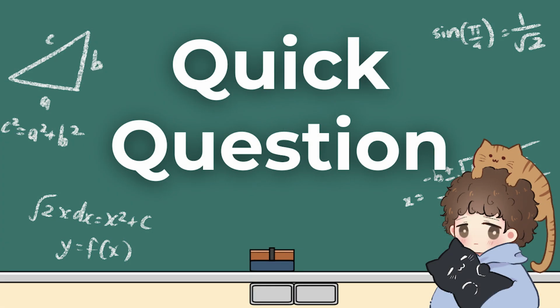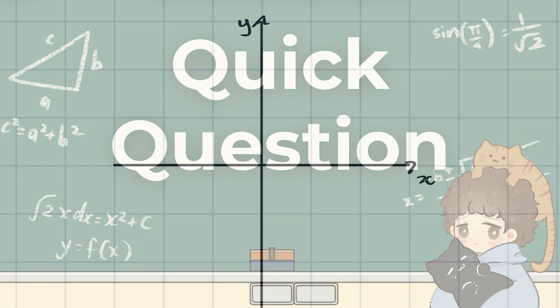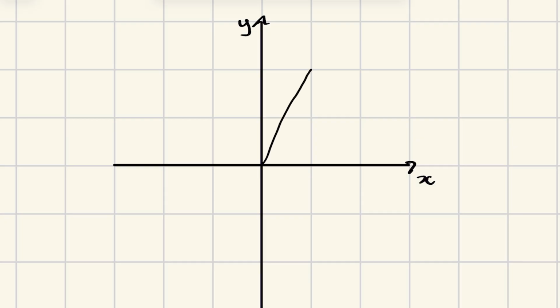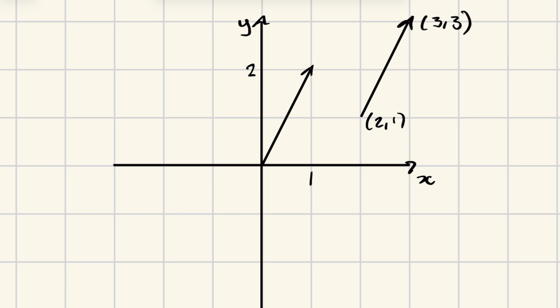Now let's test your understanding of what a vector is with this simple question. So here we have a vector coming from the origin to this point, which we'll call 1, 2. And let's say we have another vector coming from the point 2, 1 to the point 3, 3. Are these two vectors the same?